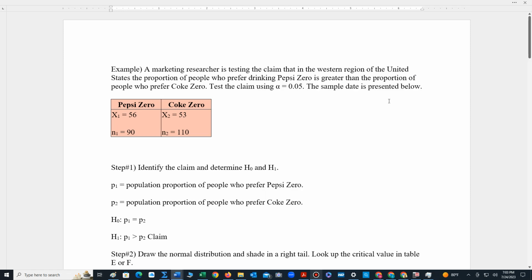Hello, in this video I will work out an example of a z-test to compare the difference between two proportions. The example states the following.